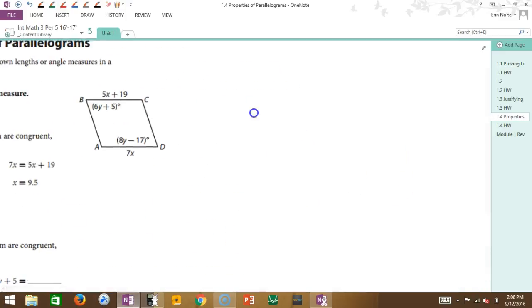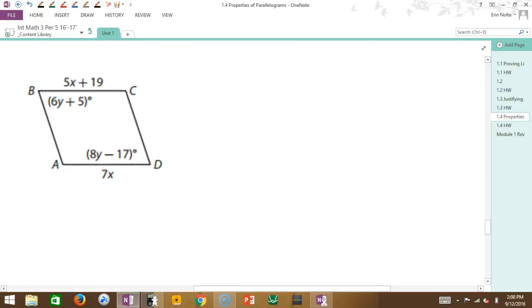Okay, so let's do an example of this scenario. Let's say they give us this beautiful parallelogram. They tell us that it is in fact a parallelogram, and they ask us to figure out what the y and the x values are equal to. Okay, so help me set this up.